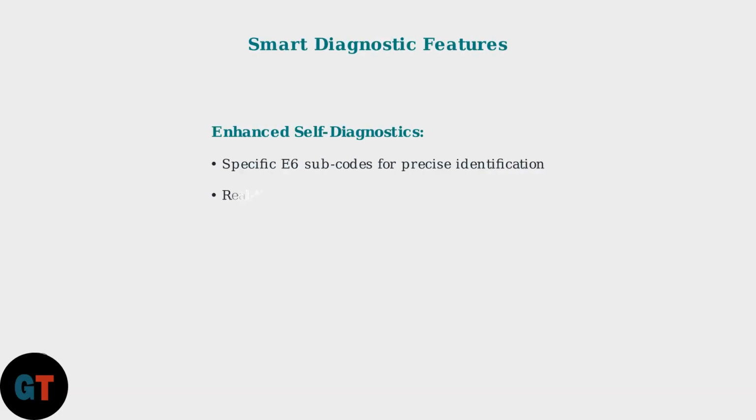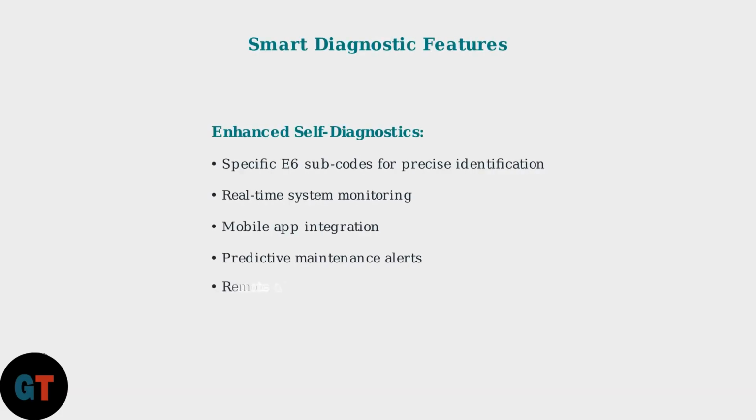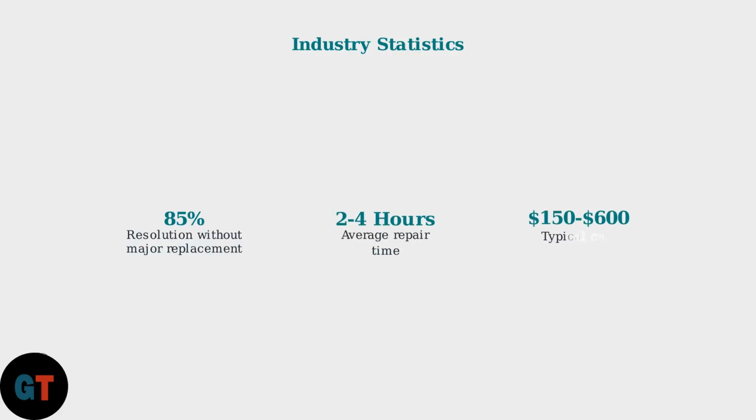Modern Electrolux models feature smart diagnostic integration with enhanced self-diagnostic capabilities and remote monitoring through mobile applications. These systems provide more specific error subcodes and real-time tracking. Industry statistics reveal that 85% of E6 errors can be resolved without major component replacement. The average repair time is 2 to 4 hours, with costs ranging from $150 to $600.